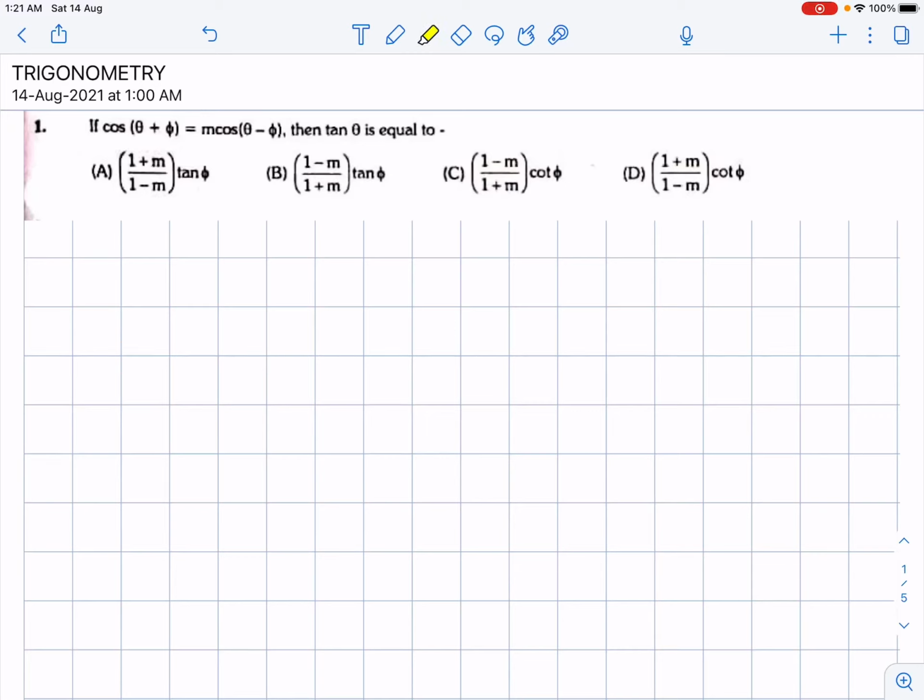Continuing our problem solving series, today we are starting with the new chapter, that is trigonometry. Beginning with the first question, if cos(theta plus phi) is equal to m times cos(theta minus phi), find the value of tan theta.